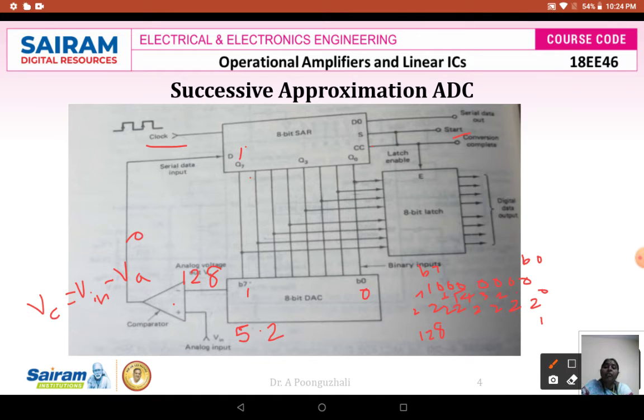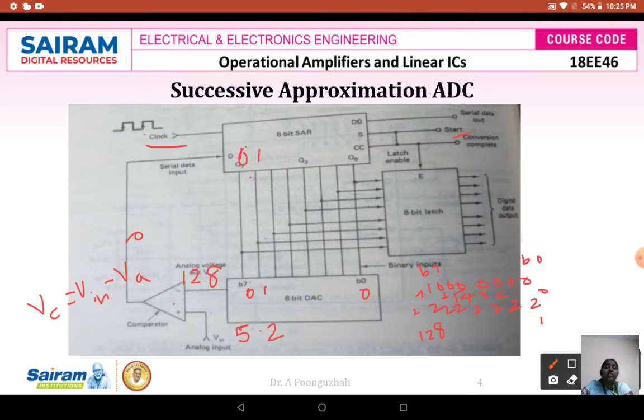When the comparator output is 0, this bit will be reset and it will go for the next bit to be set for the next clock pulse. So when the next clock pulse comes, it is going to compare there. Now the B7 bit is going to be 0 and the B6 bit is going to be 1. So when the B6 bit is 1, it is nothing but 2 power 6.